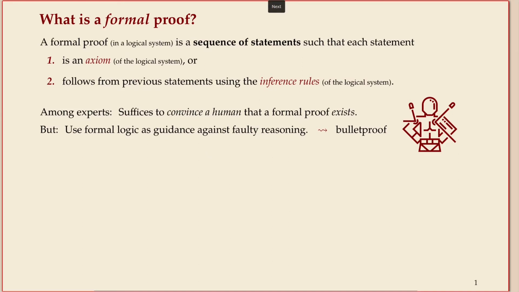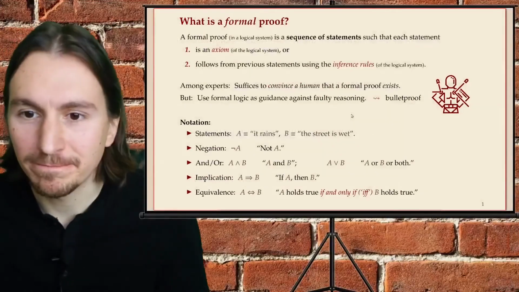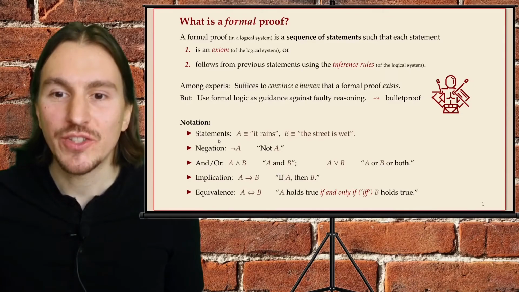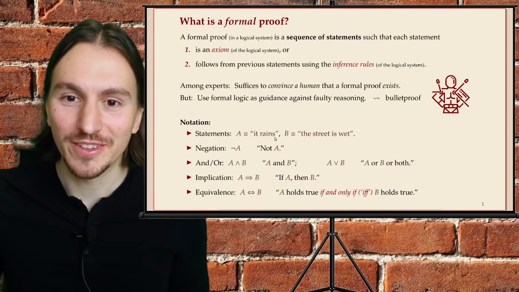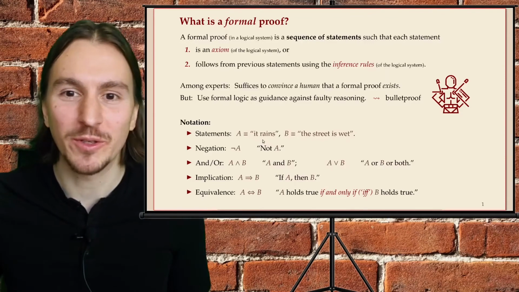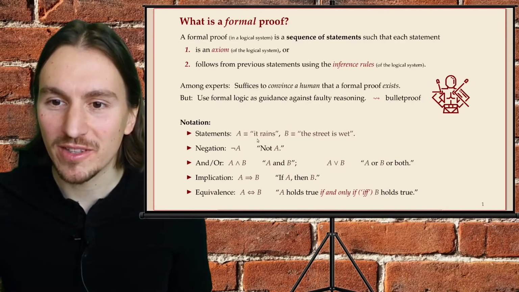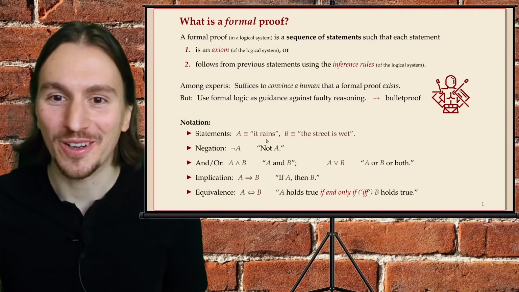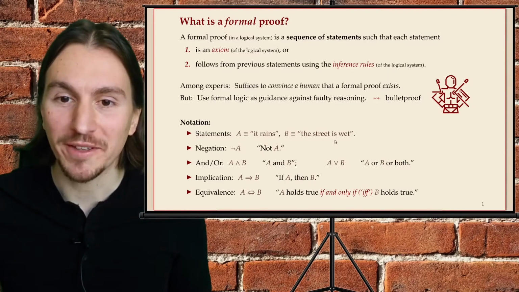So let's see some more concrete examples what that means. And for that, we need a little bit of notation. We will talk about statements. So these are logical sentences in English, or they can be statements about numbers with variables. So a simple statement could be A, which is the statement it rains, which is not true in my place at least. And another statement could be the street is wet.